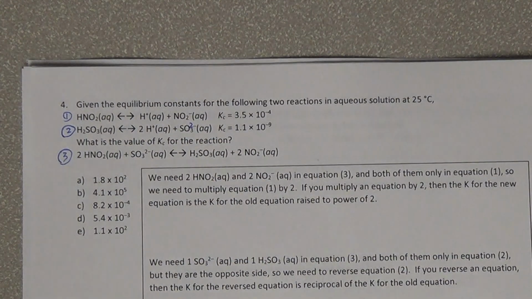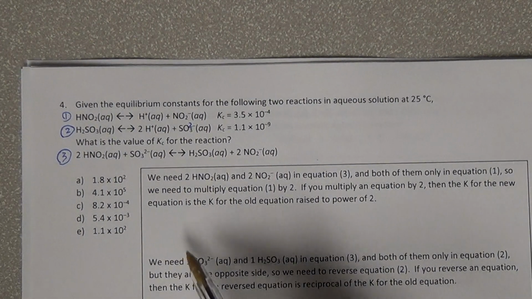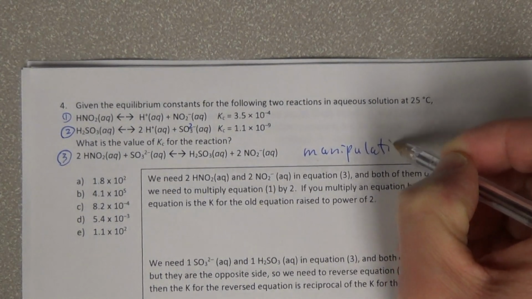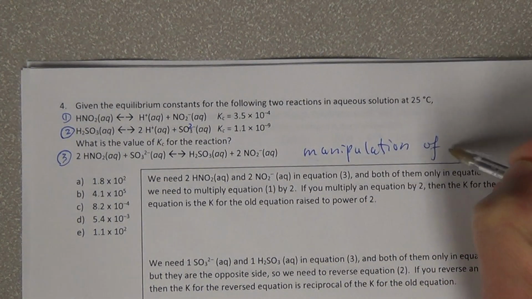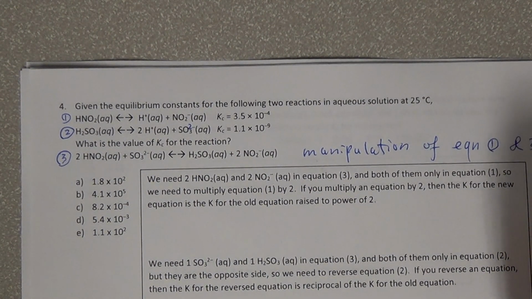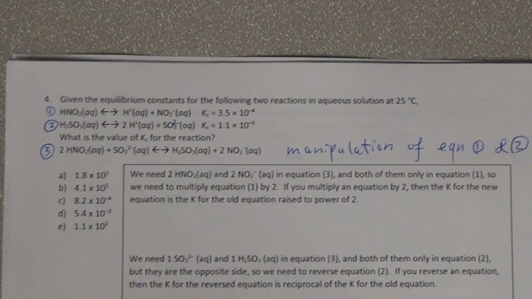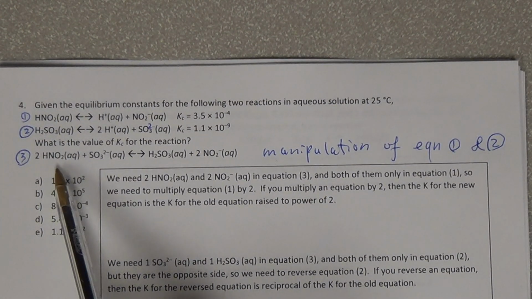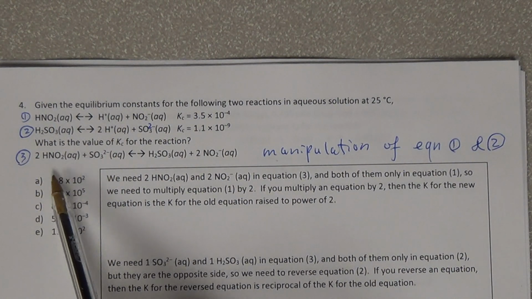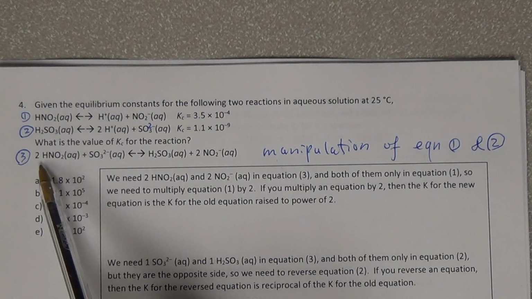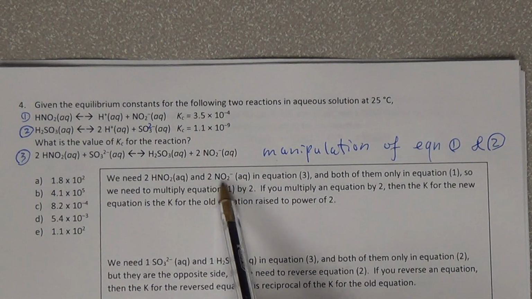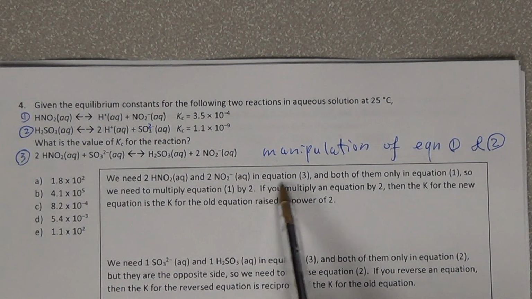Okay. So then we need to do some manipulation of equation 1 and 2. So what we do, we will examine what appears in equation 3, which we want to find the Kc for. So in this equation 3, we have 2 HNO2 on the left. We have 2 NO2 negative on the right.